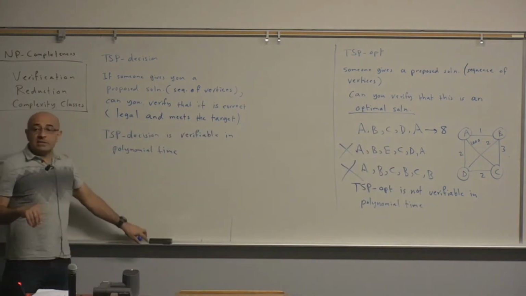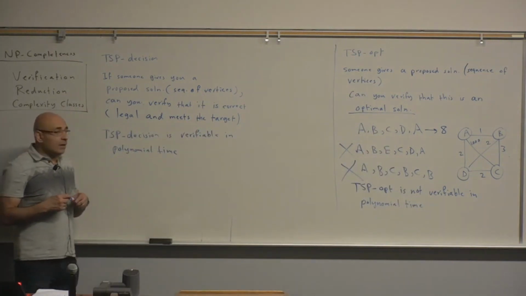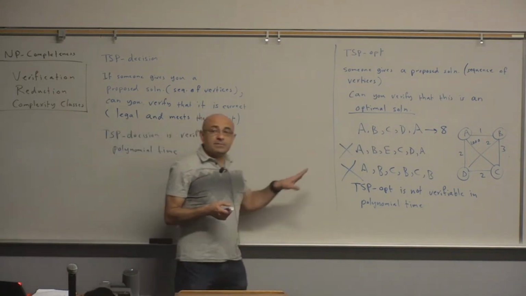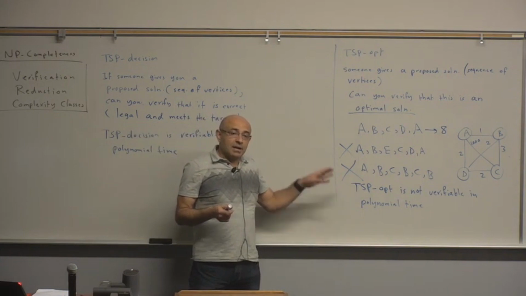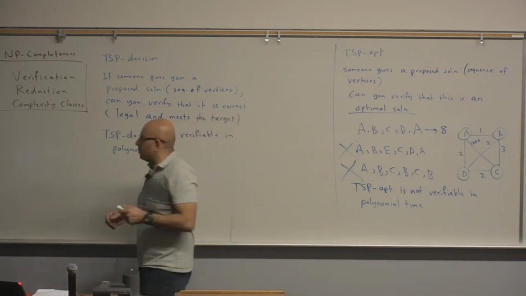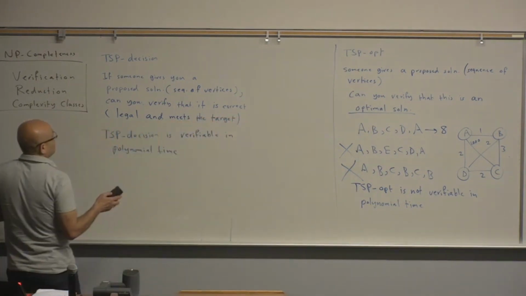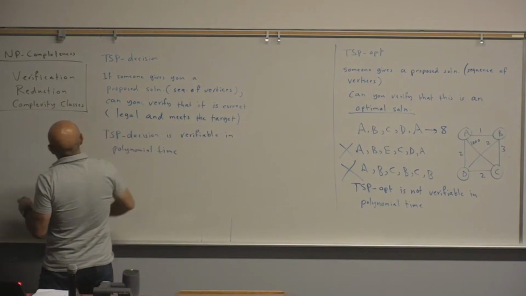Okay, so now this is the concept. Now in the theory of NP-completeness, there is a difference between problems that can be verified in polynomial time and problems that cannot be verified in polynomial time. So this leads to the concept of complexity classes.